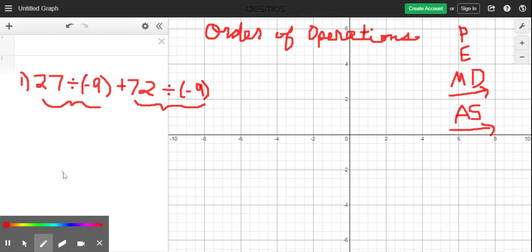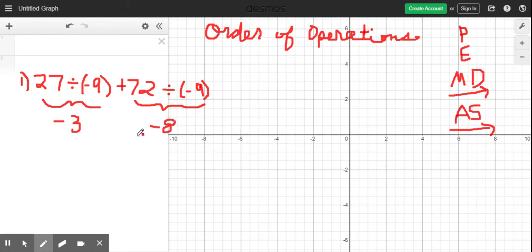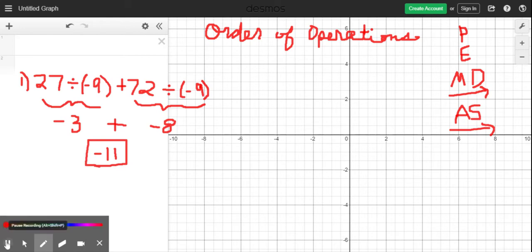So first of all, we have 27 divided by -9. So that's a positive divided by a negative, which would give us a -3. And then 72 divided by -9 would be a -8. And now we can go in and do the add-subtract part of this. -3 plus -8. Negative plus negative is always more negative. So our final answer would be -11.